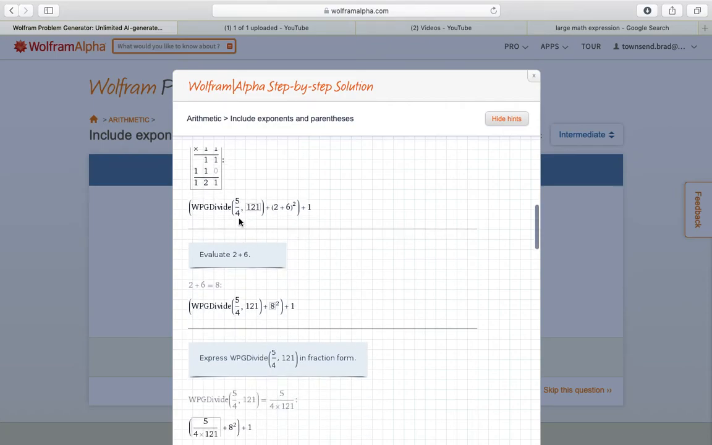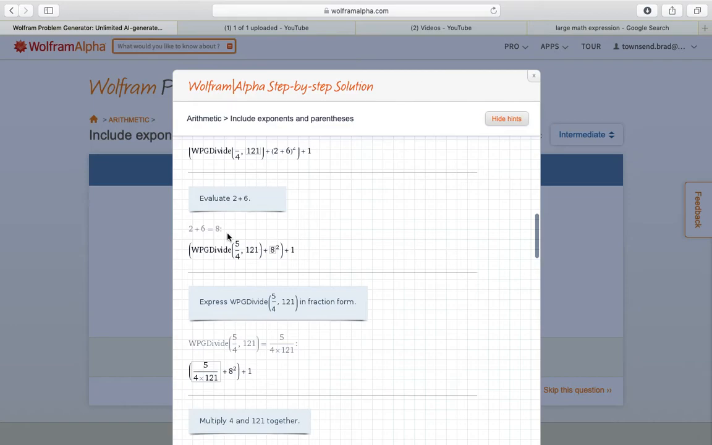Okay, and then it has 5, 4, comma, and divide 121, and that's in parentheses, plus 2 plus 6 in parentheses squared plus 1. And all that, there's the bigger parentheses here. So they're evaluating just this portion here, which is the next step, to go to this inner parentheses here. Now, it's a little bit confusing, but it is what it is. This is 2 plus 6. 2 plus 6 equals 8.